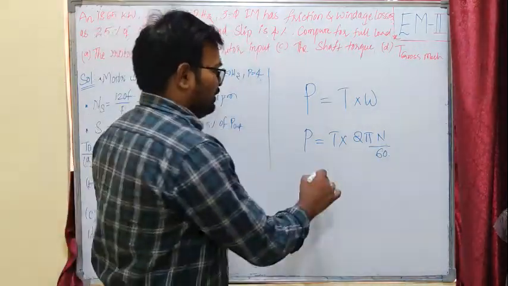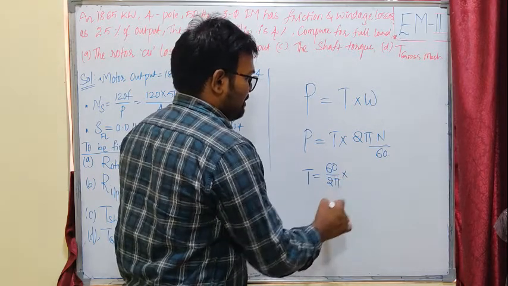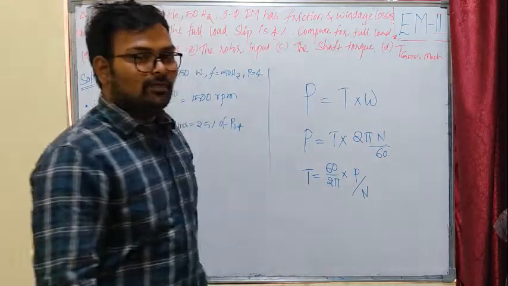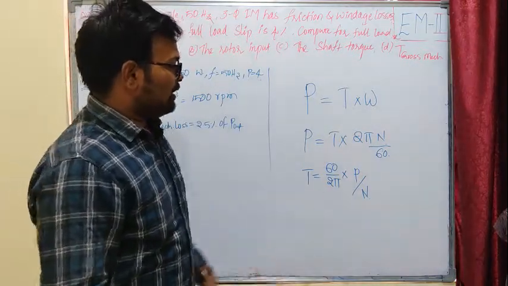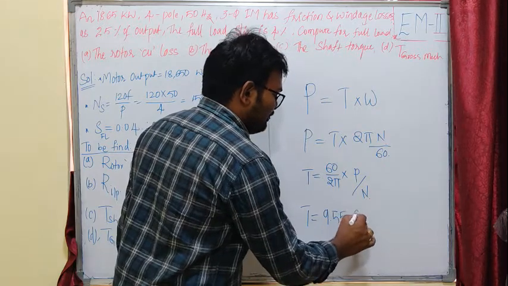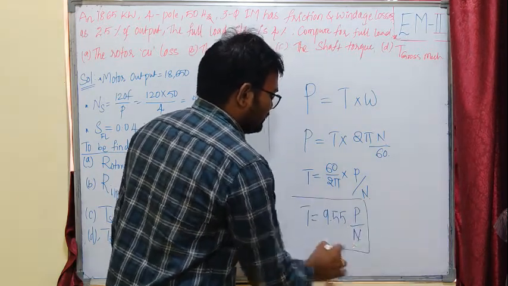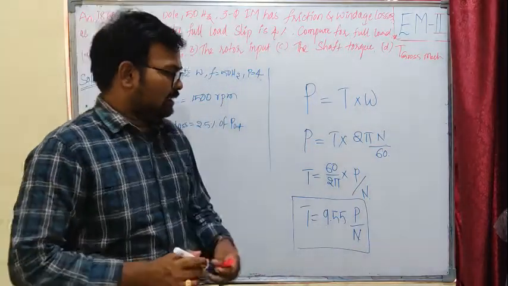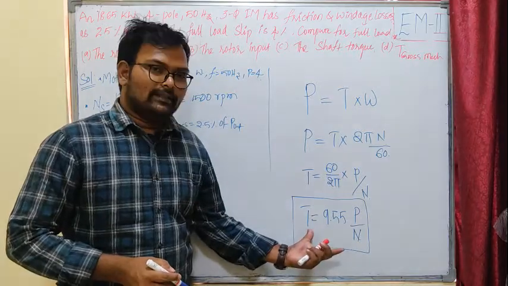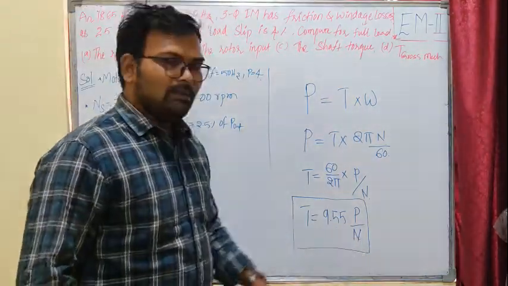So our torque is equal to 60 by 2 pi times P by n. This is the expression for torque, which is further simplified as 9.55 P by speed. So in order to find the torque, we need to find the power and speed at that torque. This is the relation for torque: 9.55 power by speed.